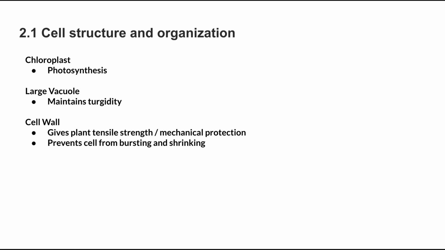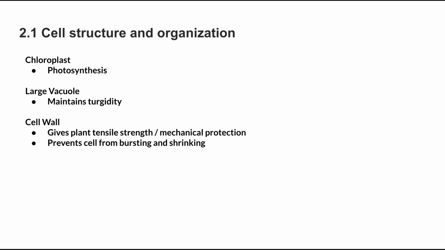Now we will look at organelles that are present in the plant cells. So first, chloroplast. So chloroplasts are responsible for photosynthesis, which is synthesizing glucose molecules using carbon dioxide, water, and sunlight. And next, cells have this large vacuole. So large vacuole maintains the turgidity of the plant.